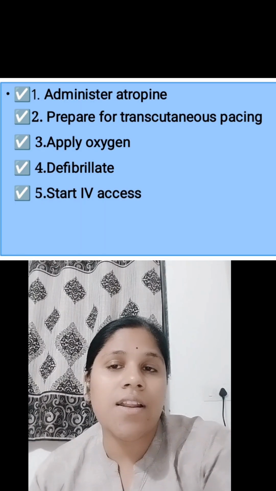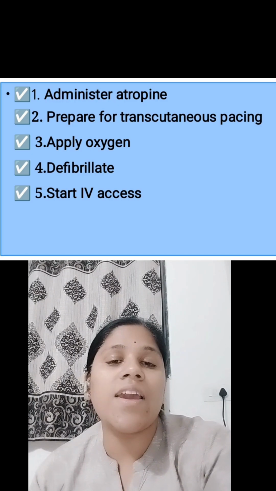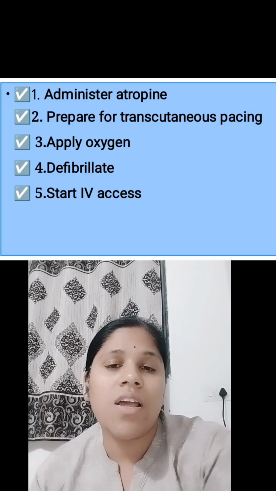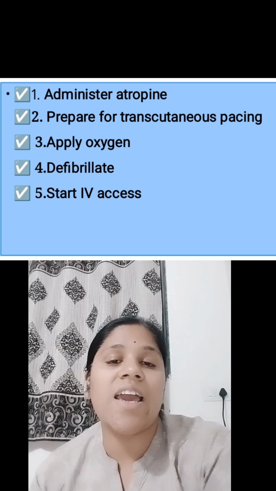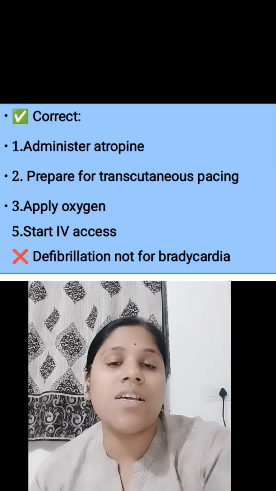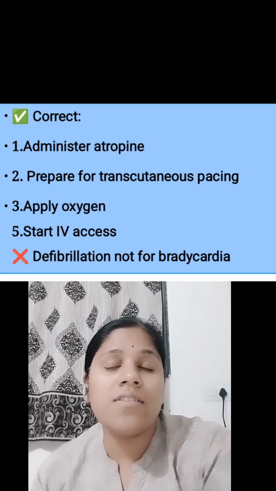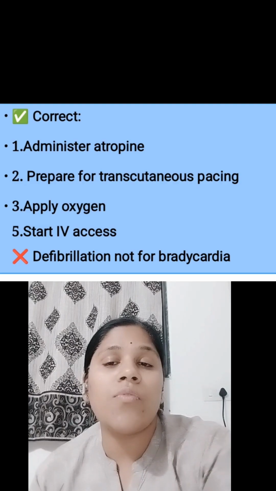So the options here are: administer atropine; prepare for transcutaneous pacing; option 3 is apply oxygen; option 4 is defibrillate the patient; and option 5 is start IV access. So the correct options here are administer atropine, prepare for transcutaneous pacing, apply oxygen and start IV access. Numbers 1, 2, 3 and 5 are correct because the bradycardia is very severe for the patient.